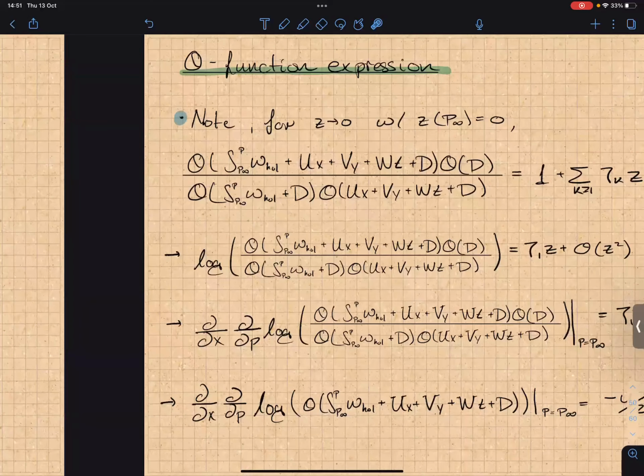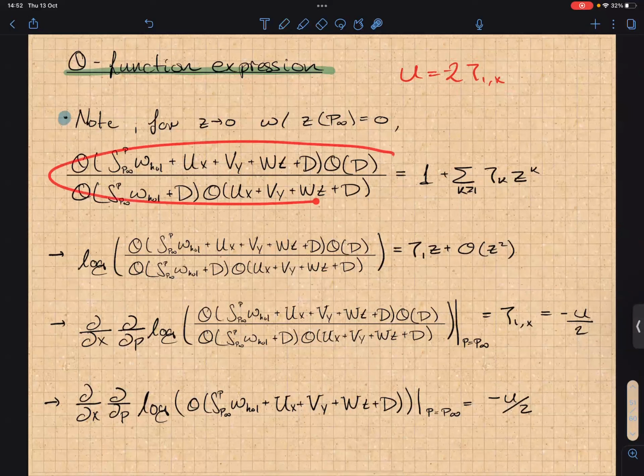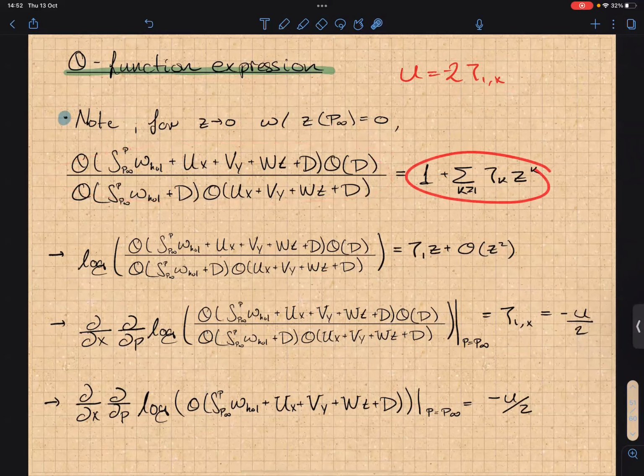Okay. So now I want to give the theta function expression for the U1 function. So in here, we have that U is going to be equal to 2 xi 1x. So we want to determine this coefficient. And the way that this coefficient is defined is through this Taylor expansion of this function near the essential singularity.